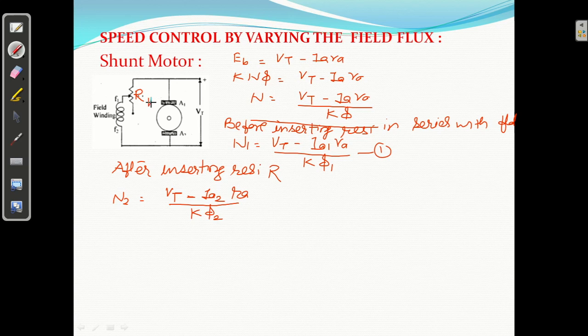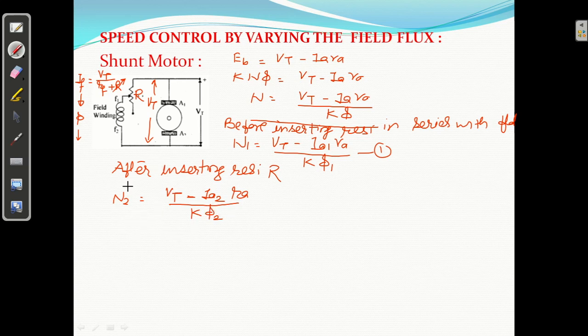The voltage across the field is VT. IF equal to VT upon RF. So when you insert this resistance, what will happen? VT will be the same, RF is the same, but when you increase this resistance, the field current will decrease. The field current's job is to produce the flux, so the flux will decrease. So flux phi 2 will decrease. I don't know yet about IA2.